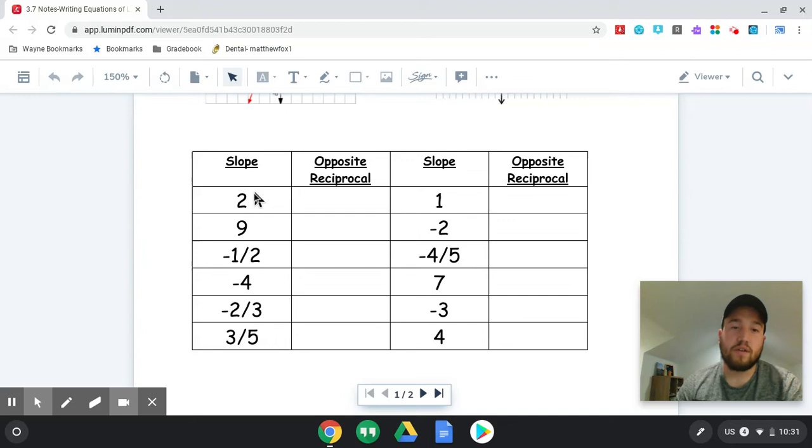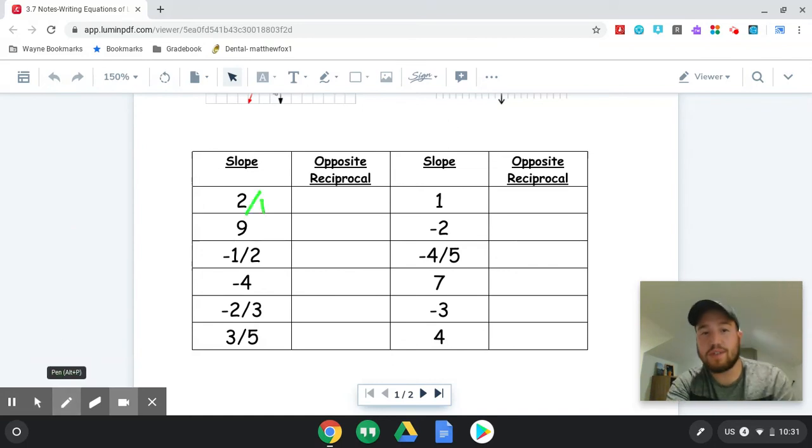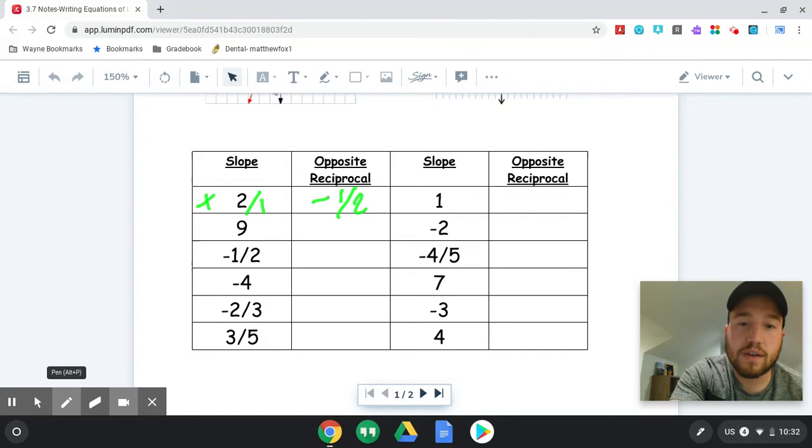So here, if our slope is 2, the opposite reciprocal of that: first, keep in mind that 2 is technically 2 over 1, so the reciprocal would switch to be 1 over 2. Opposite means this one was positive, so this becomes negative. Our next one, 9, is going to become negative 1 over 9.